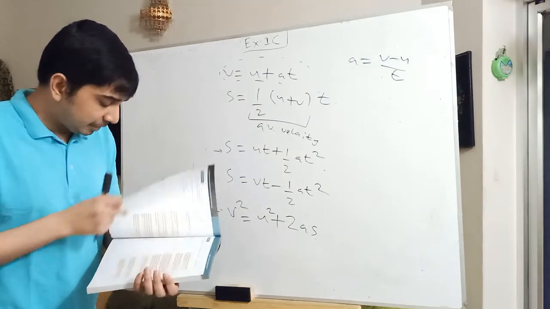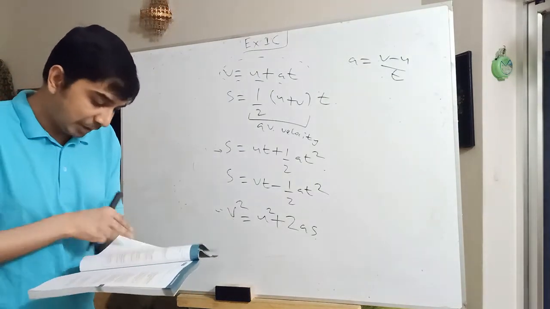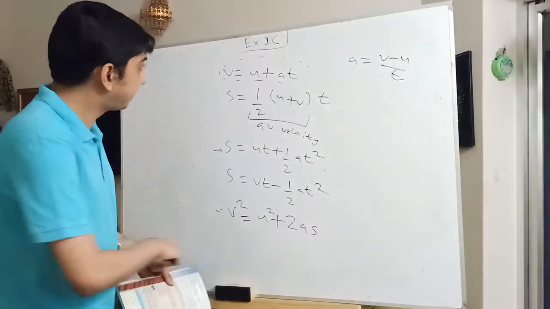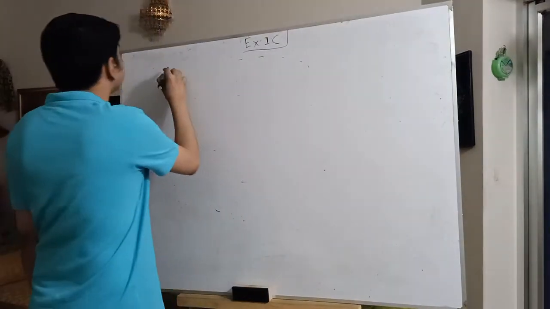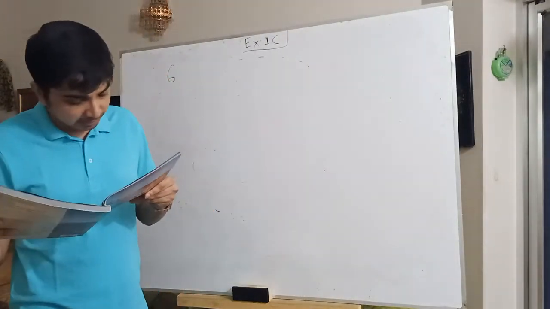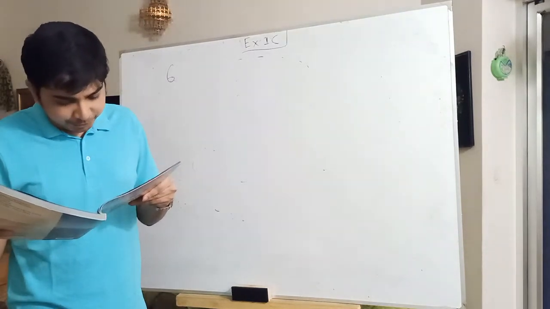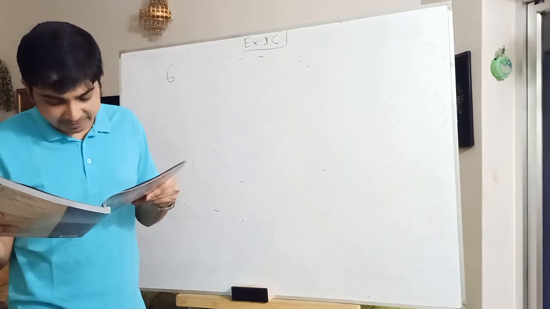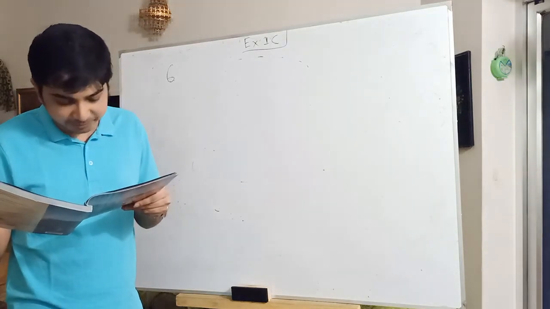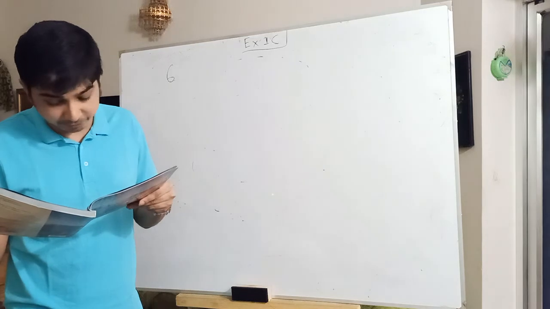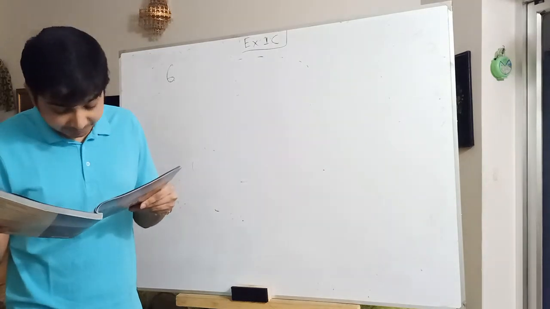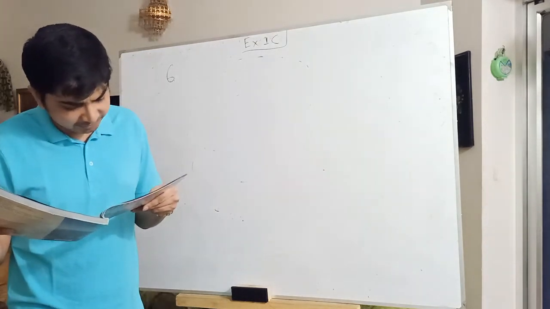So exercise 1b, there is not much to do. So I'm moving on to exercise 1c, question number 6. A car is traveling at a velocity of 20 meters per second when the driver sees the traffic lights ahead change to red. It decelerates at a constant rate of 4 meters per second square and comes to a stop at the lights. Find how far away from the lights the driver started braking.